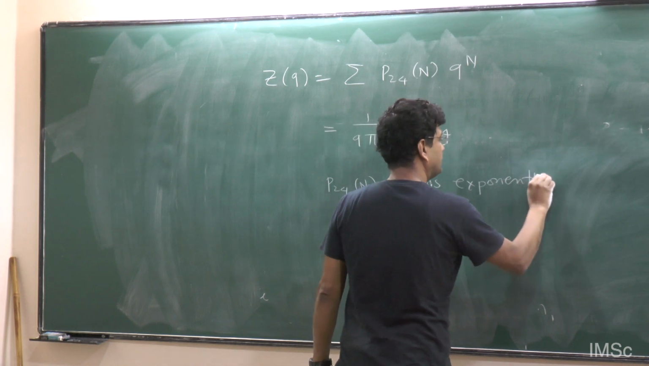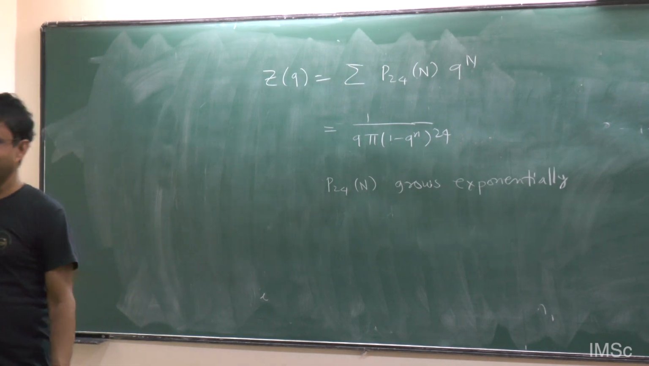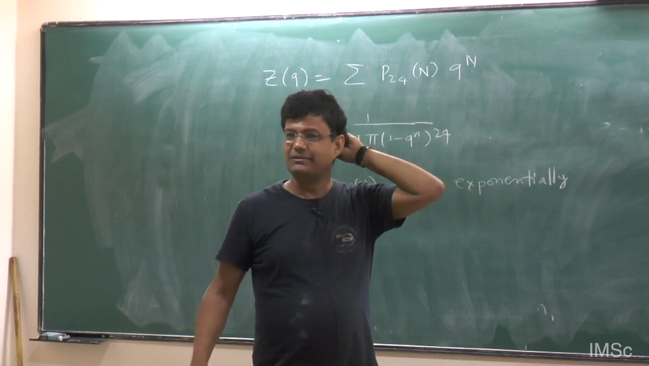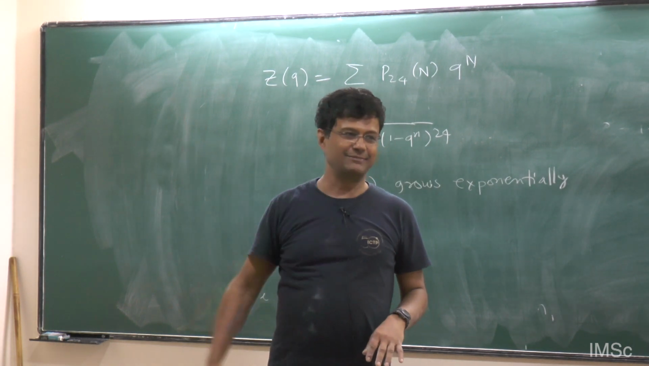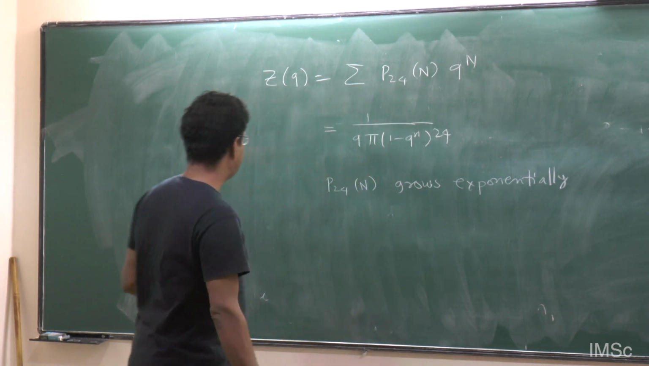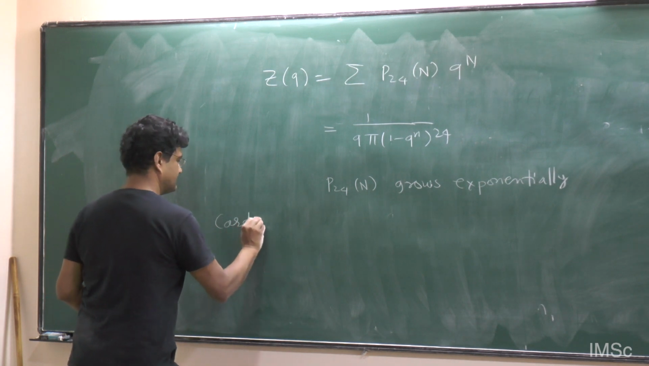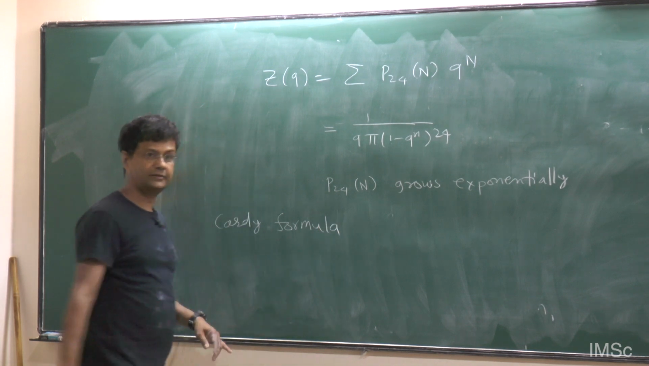So if you put it on a computer, that's the scene in the Ramanujan movie: even for n equal to 200, P24 is something like 3 billion, and the next one is several billion more. It grows very rapidly. In fact, the asymptotics you can calculate, and statistical mechanics people are familiar with this. This is called the Cardy formula.